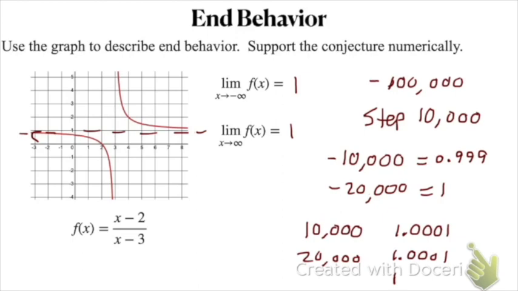Show me some x values from your table, like negative 100,000, what's it look like it's going to? Do the same thing with your positive numbers. And like I said, I would use a table set starting at negative 100,000, steps of 10,000. Give me a couple values for the left side and the right side to show me what your limit is.